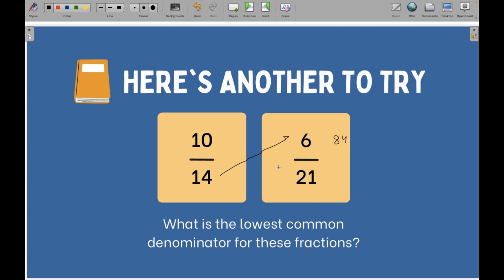And then 21 tens are 210. Right, so this gives us 210, and this gives us 84, right? So 210 is greater than 84, so 10 by 14 is greater than 6 by 21. You can also try to solve this using the other method that we discussed. So you have to find the common denominator and then the equivalent fractions.